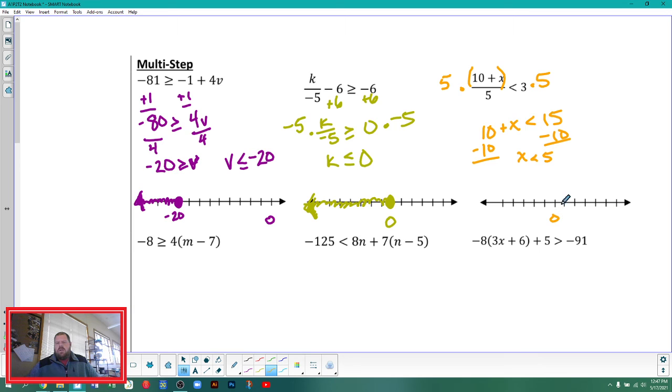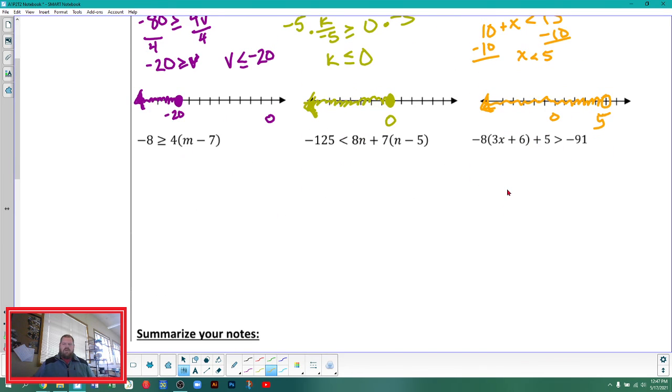Tell me where 0 is. We can be nice. 1, 2, 3, 4, 5. Got to know where 5 is. Open circle because it's less than. And finding numbers smaller than 5 this way. Okay.